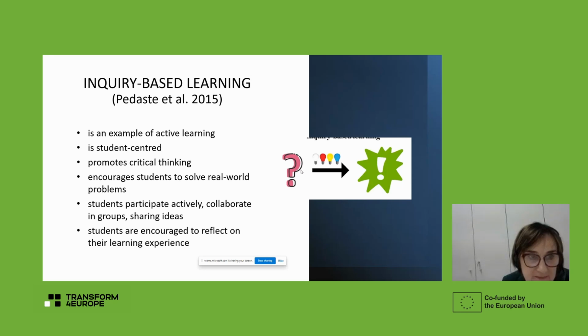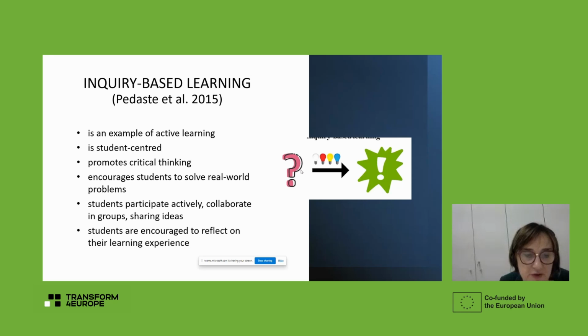First of all, inquiry-based learning is an example of active learning. We know this already. It's student-centered. It promotes critical thinking. It encourages students to solve real-world problems, real-world scenarios. So they must apply their knowledge and skills to find some solutions, and in this way, of course, also encourages problem-solving abilities.